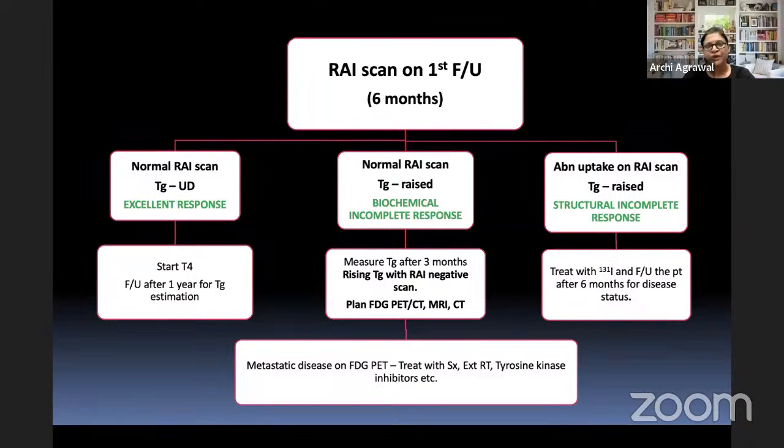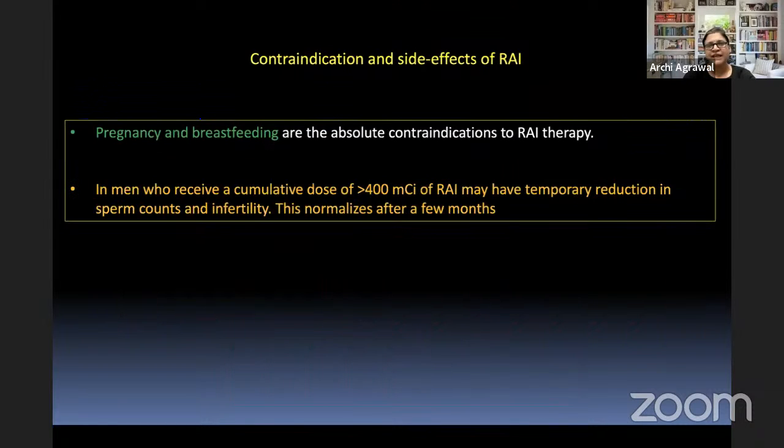It's always better to do an FDG PET CT because it will give you whole body information and you'll see the entire spectrum of disease that is present, and this will help you to triage the patient. If the disease is confined to one site and which can be operated, the patient can be offered surgery, otherwise external RT. And if the disease is at many places and there's metastasis, then the patient will be treated with tyrosine kinase inhibitors. So what are the contraindications and side effects of RI?